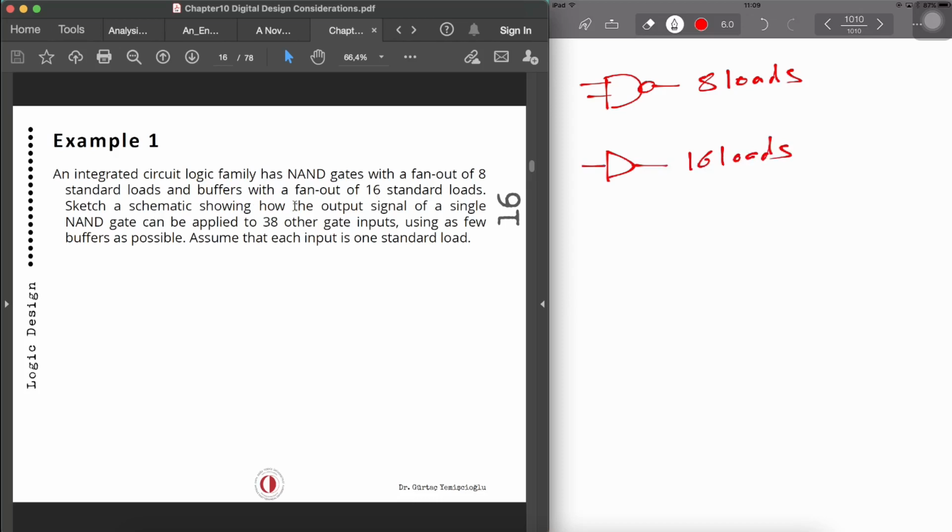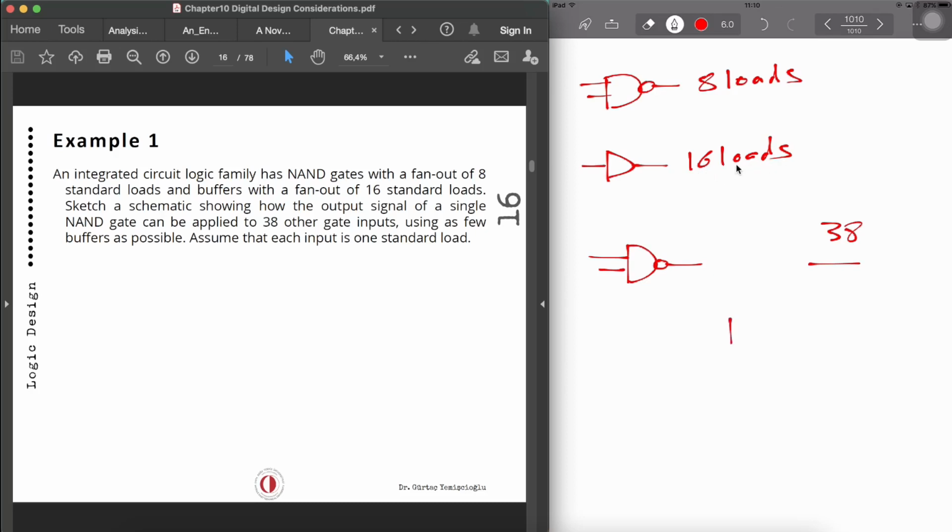Sketch a schematic showing how the output signal of a single NAND gate can be applied to 38 other inputs. Okay, so we have got a single NAND gate, and we need to apply it to 38 in total. So how are we going to do that? Because one NAND gate can just drive 8 loads. So we have to divide it using some buffers, okay? So there are 38 gate inputs that we are going to drive in total. Now, if I use 2 buffers, that will drive 32 loads, right?